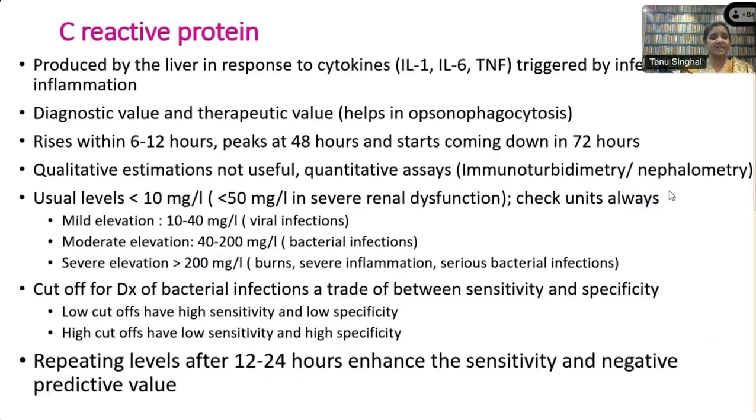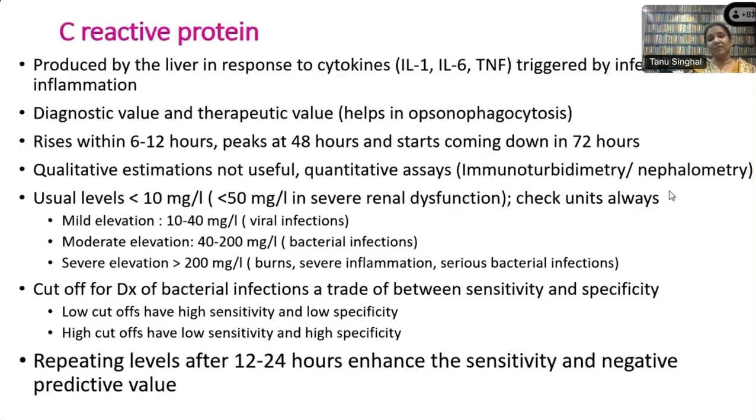Now, the next test is C-reactive protein, and it is a protein which is produced by the liver in response to various types of stresses, including infections, trauma, inflammation, and it has a diagnostic value. It rises within 6 to 12 hours, peaks at 48 hours, and starts coming down in 72 hours. So, again, even if you have a bacterial infection, the CRP on the first day may be normal. Again, a quantitative estimation is needed, qualitative estimation is not useful.